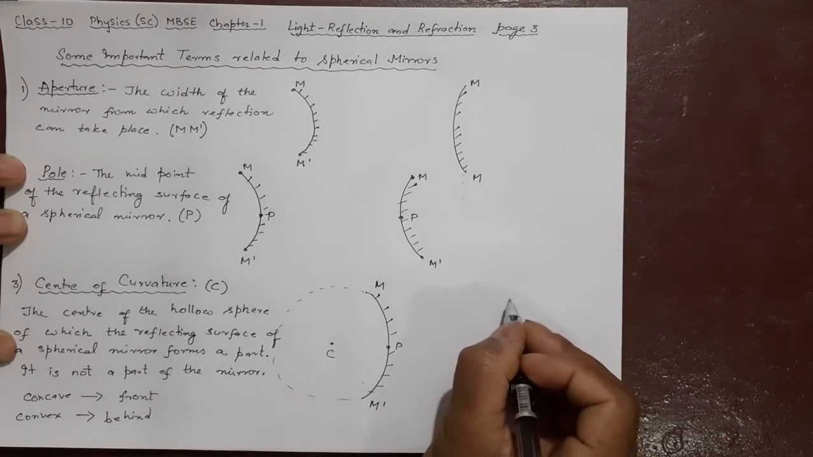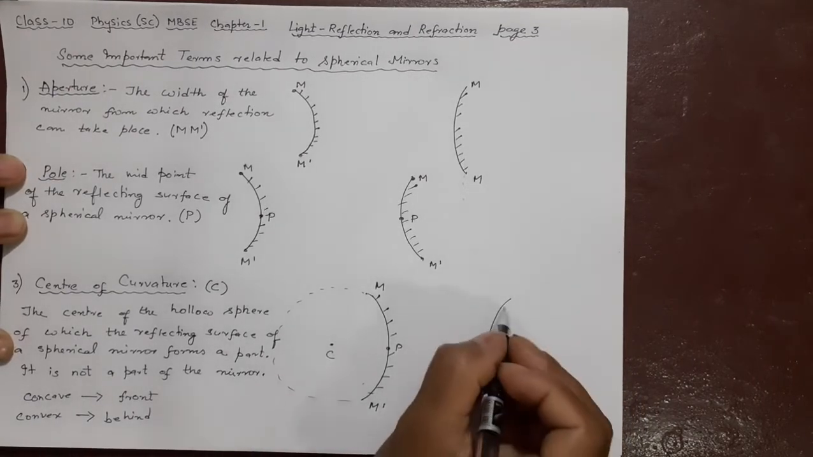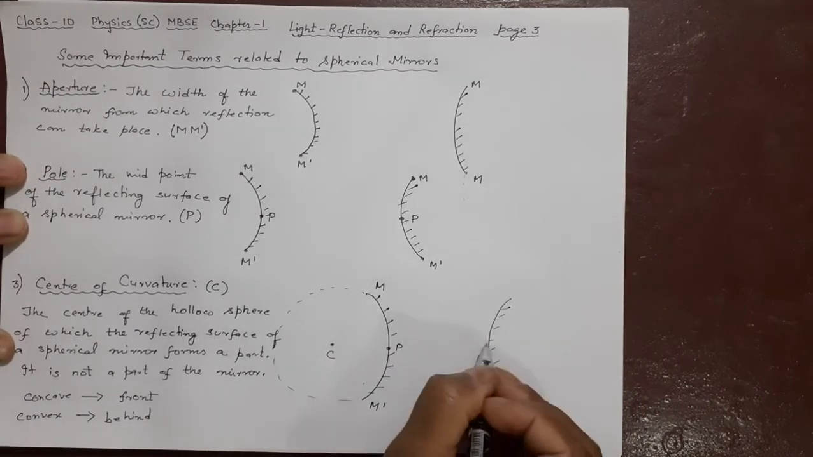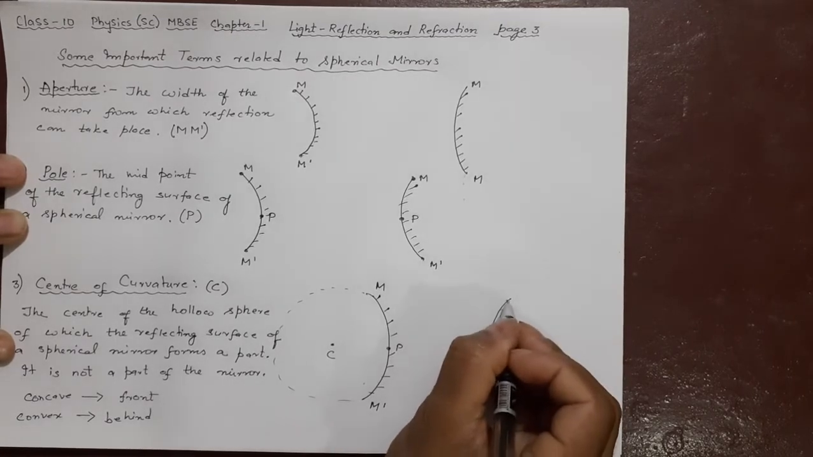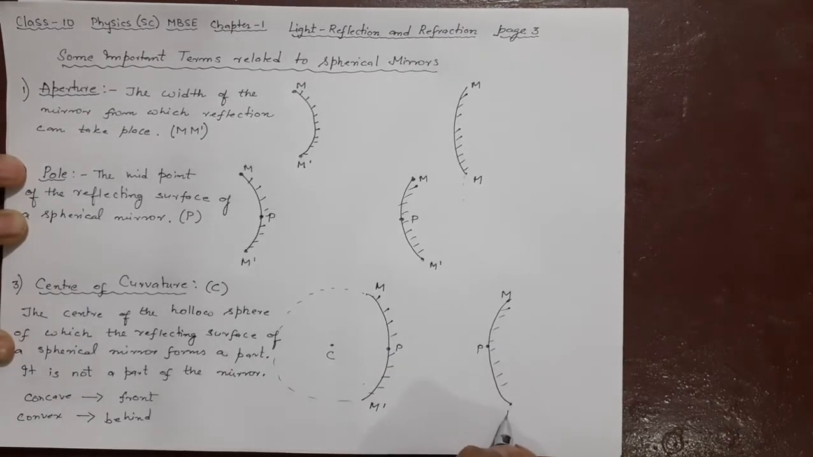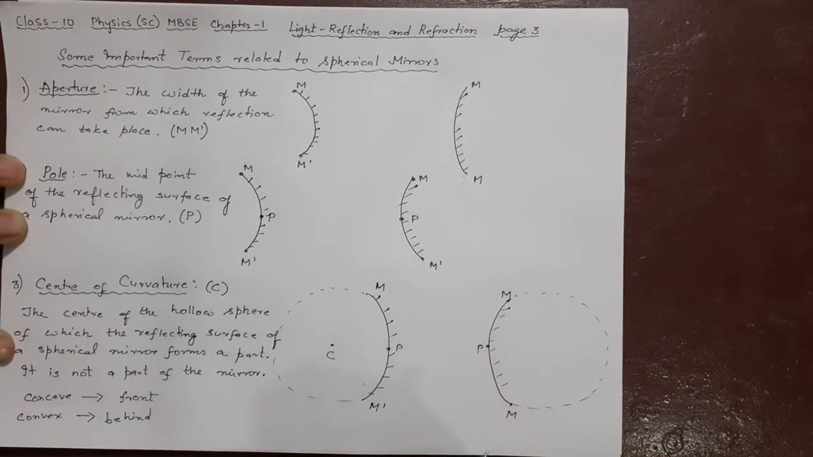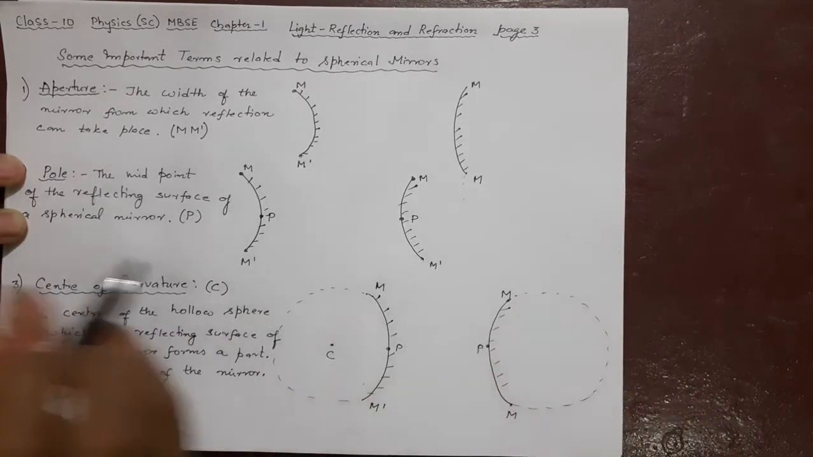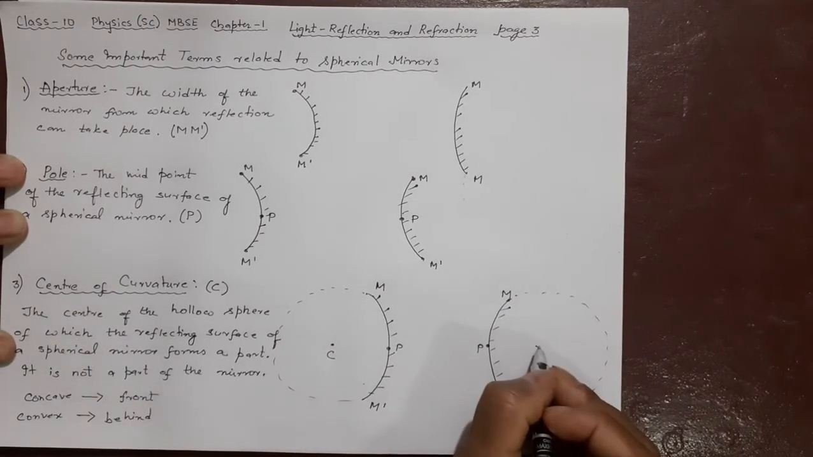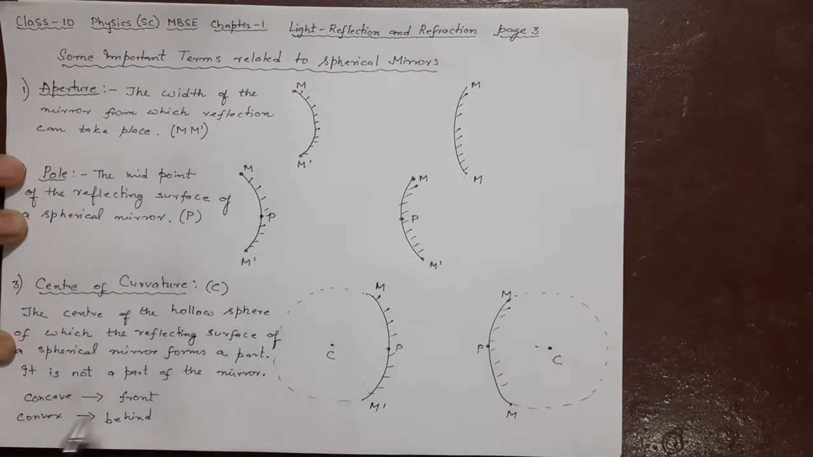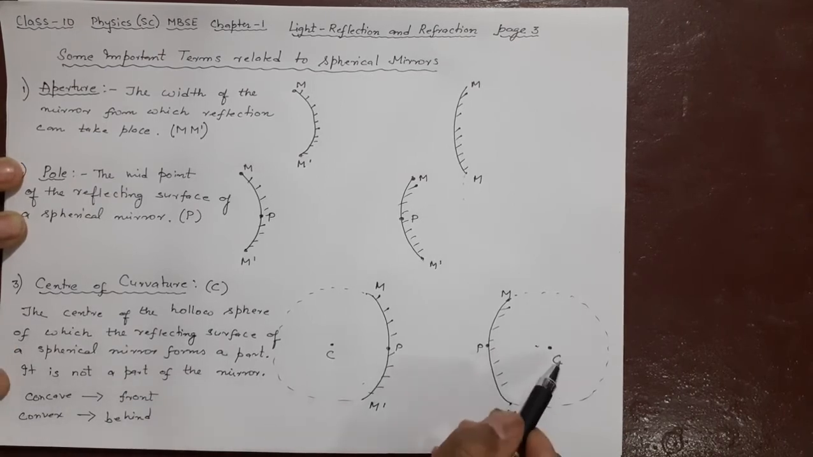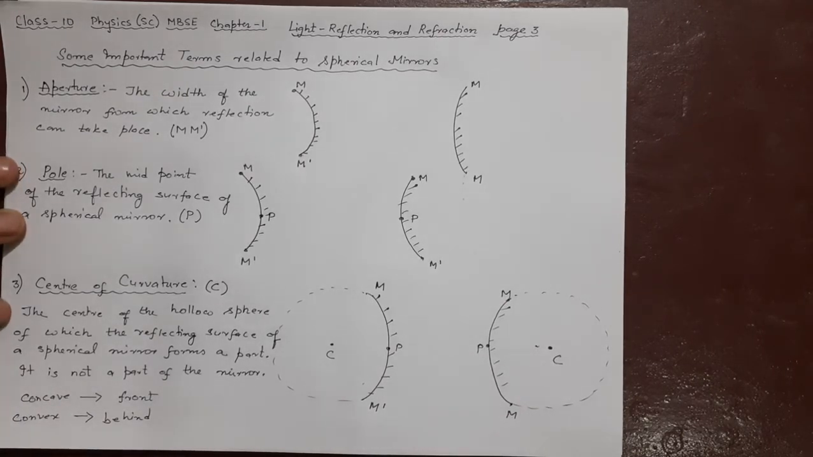In case of your convex mirror, suppose this is your convex mirror and this is your pole, this is M and M dash, then where is the center? You make the whole sphere complete. The sphere will look like a circle because on paper you cannot make a sphere properly. So here will be the center. You see, therefore for convex, this center of curvature is behind. It is the part of that big sphere whose center is this one. So these are the three things inside it. We'll continue further.